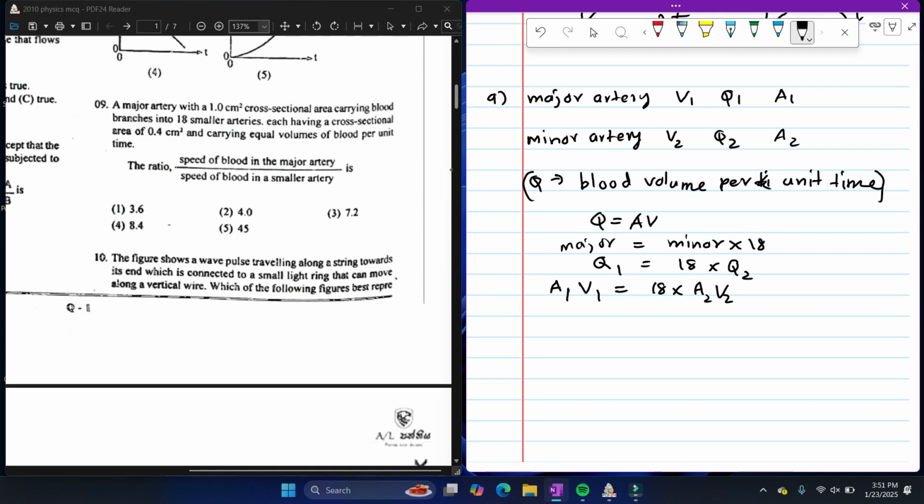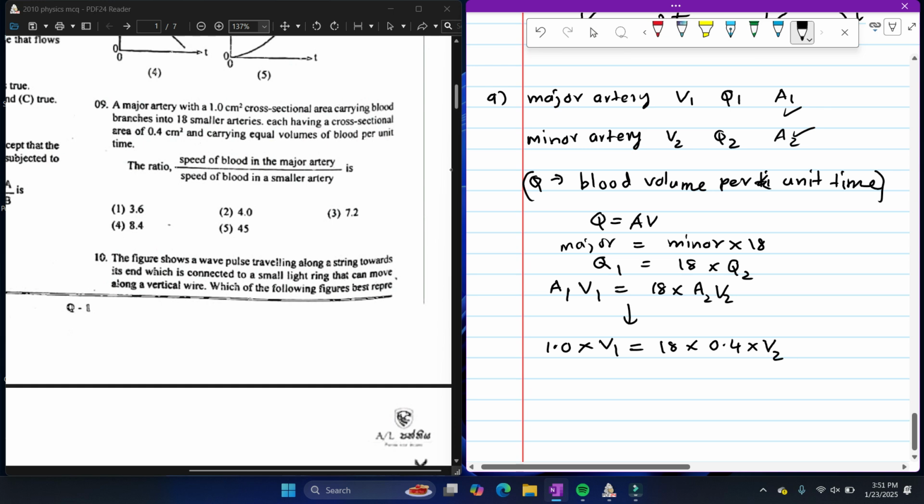So let's apply the data. The data for the cross-sectional area of the major artery is 1.0 square centimeter. Centimeter squared will get cancelled obviously, so no need for unit conversion in this question. V1 is not given, only the area values are given, into 18 into A2. A small artery is of 0.4 square centimeters into V2.